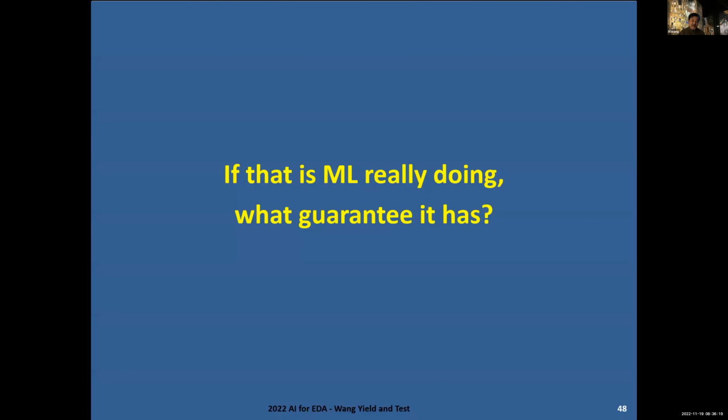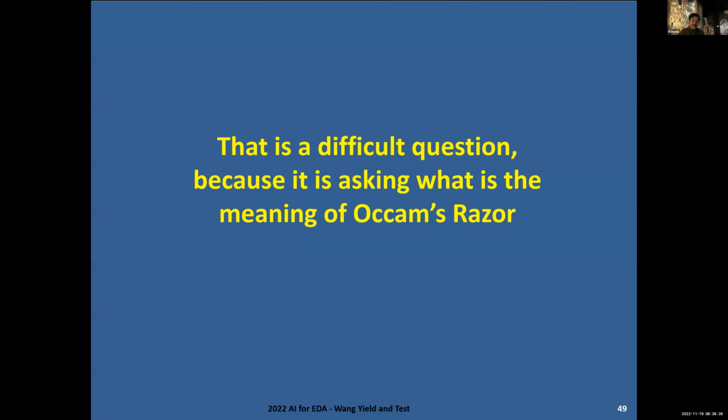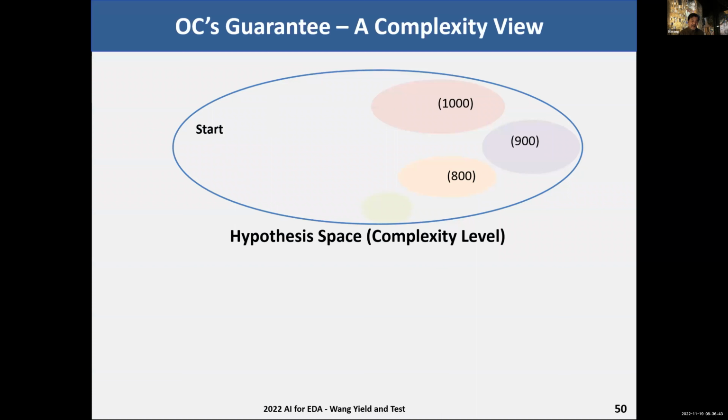So now if we ask ourselves, if that is the essence of what machine learning is doing, what guarantee can it provide? Well, to be honest, I don't have an answer for that, because it is a very difficult question to answer precisely. Because in essence, it is asking what is the true meaning of Occam's razor. But I will give you my thinking in the next slides.